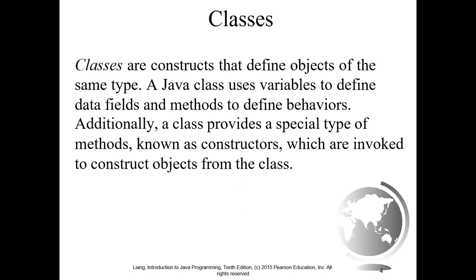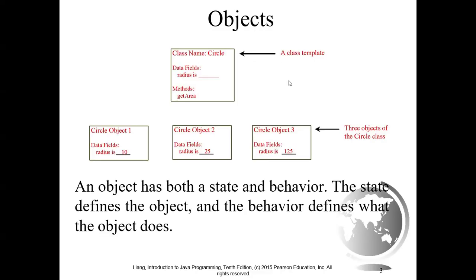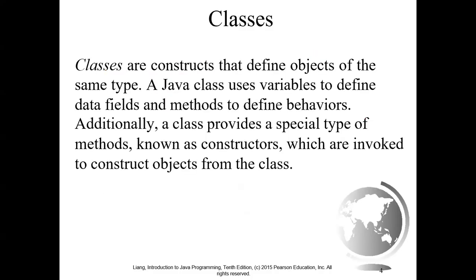And classes are constructed to define objects of the same type. For example, for the Circle at the upper side, it is a class template, right? We say it is a class. A Java class uses variables to define data fields and methods to define the behaviors. We have done a lot of labs related to the fields and the methods. And if you're still struggling with understanding it, you can go through each lab recording.